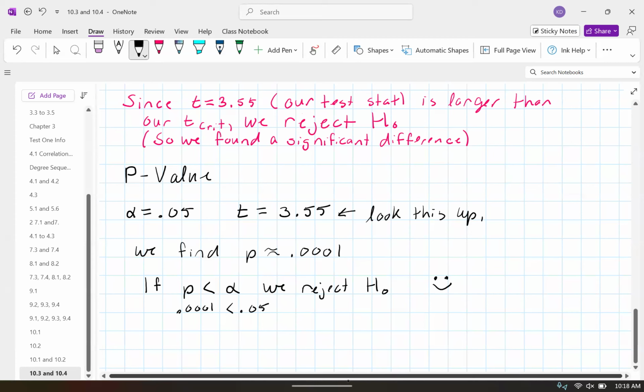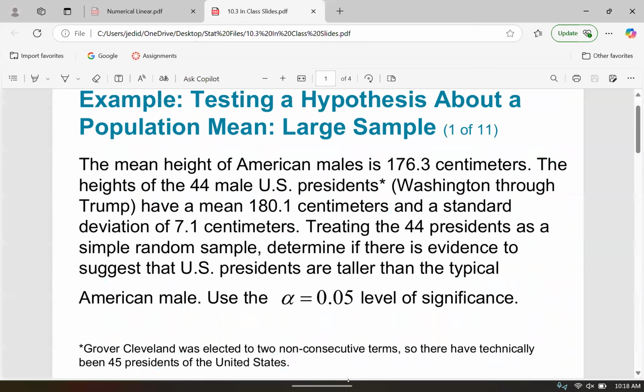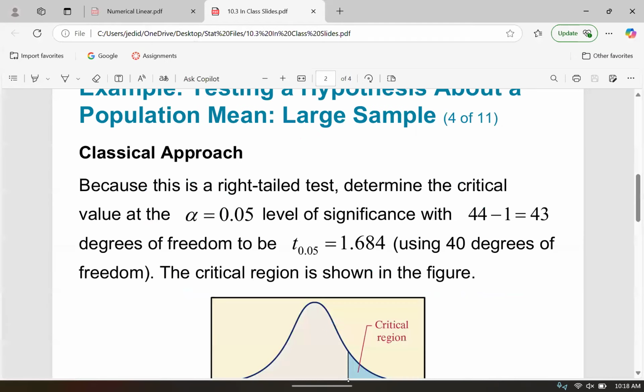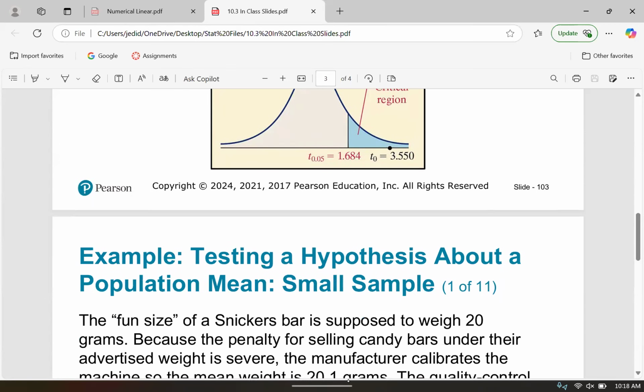Oh, did I have results for this one? Okay, here's their picture of it. So they plotted our t-crit and they said, oh, hey, our test statistic is to the right of it. Great, that's what we want. They draw better pictures than I do.